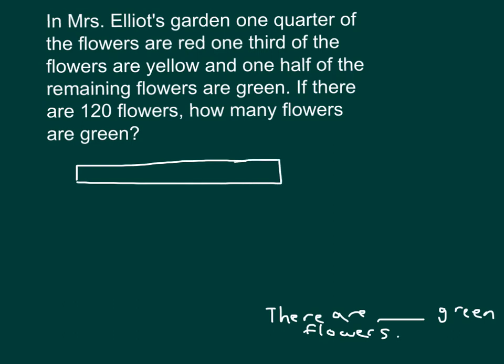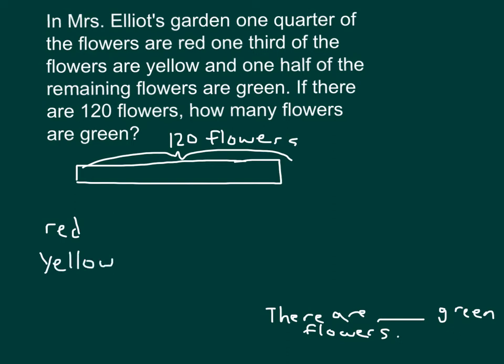Thinking about this problem. All in her garden, there are 120 total flowers. How many different types of flowers are there? Right, 3. We have red flowers. We have yellow flowers. And we also have green flowers.